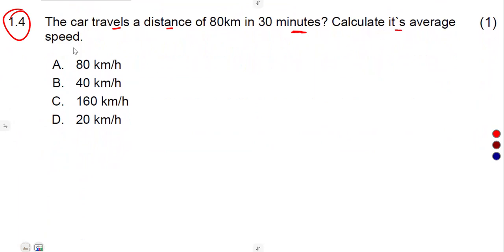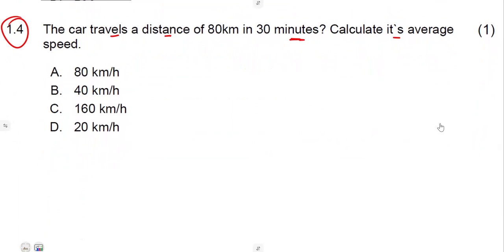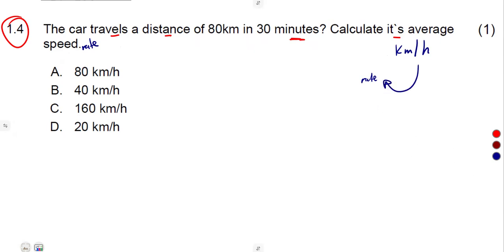Calculate its average speed. All right. So again, we are dealing with a rate. Remember, rate. Speed is a special name that we are using, but that is a rate that we are talking about. Remember, speed is measured in what? Kilometers per hour. That is what? A rate. So if you do not understand that, it's not a problem.